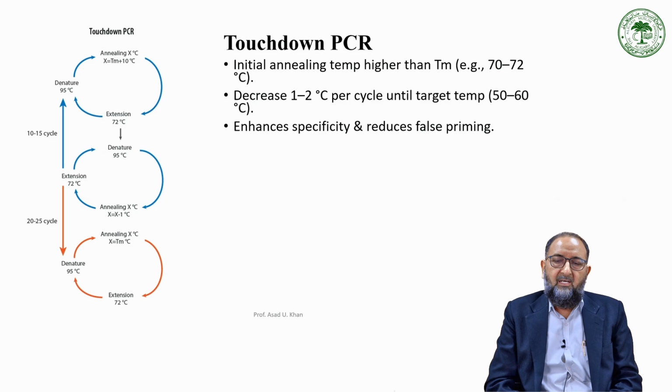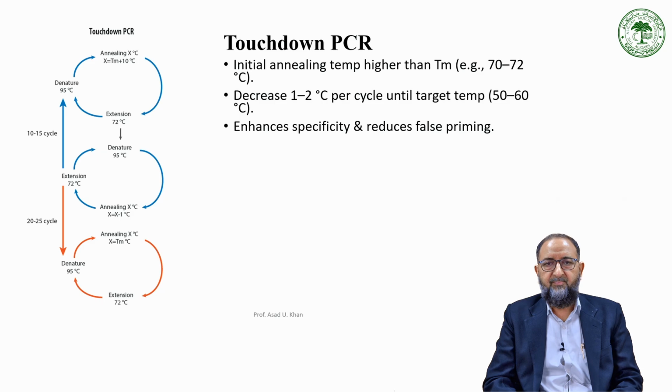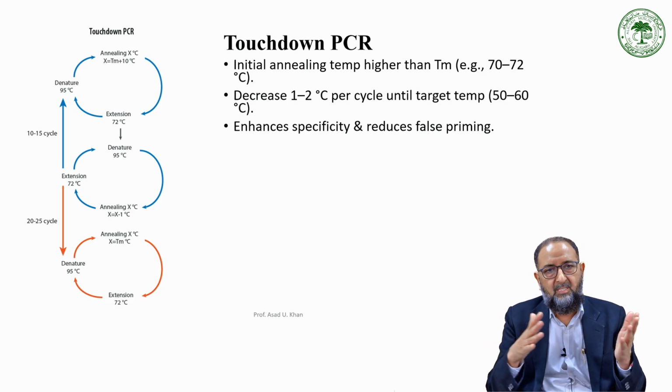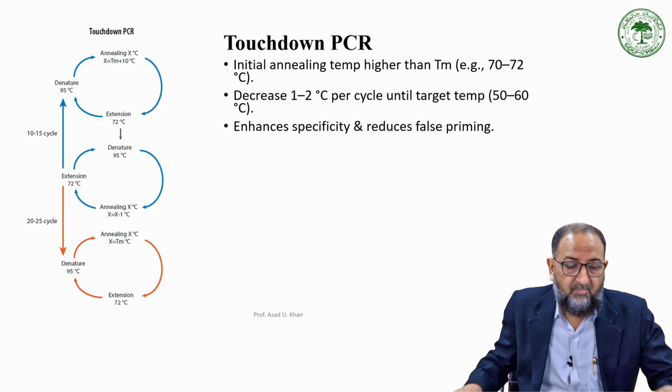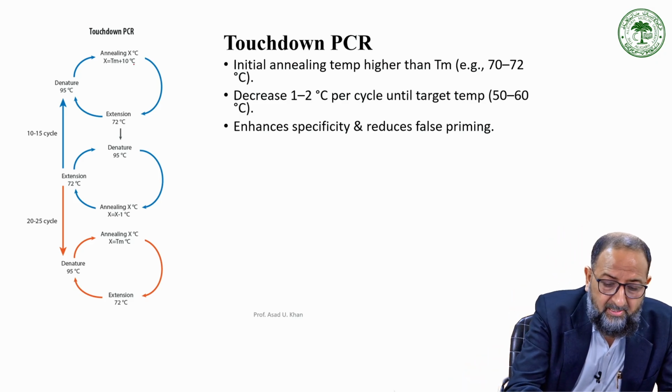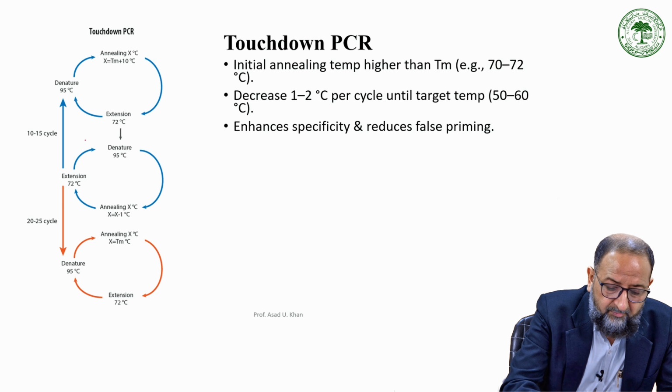Now, the idea is to increase the specificity, because if you're using a low temperature, for example an annealing temperature of 50 degrees centigrade, the primer may bind to different sites. But if the initial annealing temperature is 70 degrees centigrade, the primer will bind only here. So this is the initial temperature, Tm plus 10 degrees centigrade. You get denaturation and extension, for up to 15 cycles of reaction.